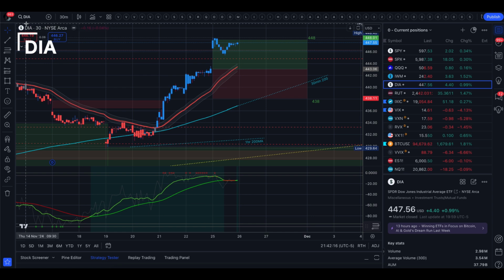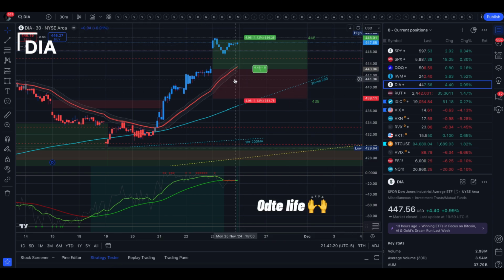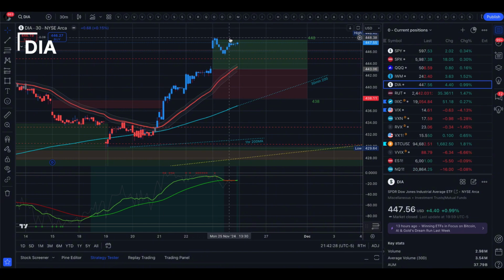And I don't trade DIA because there's only weekly contracts here. So how would you play this? If you have 100 shares of DIA and you wanted to sell calls on the week, then we made it up to 448. You probably could have gotten $2 a piece for every 100 shares. So $200 you could have sold calls for. And then the goal here would be to close within the implied move for the week.